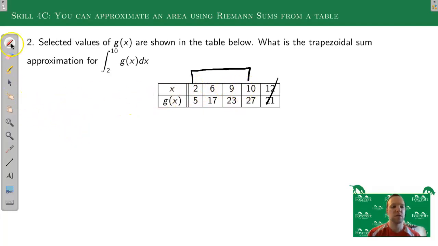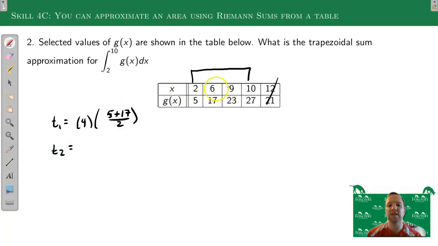three different trapezoids. All right, so my first trapezoid has a width of 2 to 6. My x value width is 4. And remember, with the trapezoid sums, you average out the sides. So on the left-hand side, my height is 5. The right-hand side, my height is 17. And I divide that by 2.